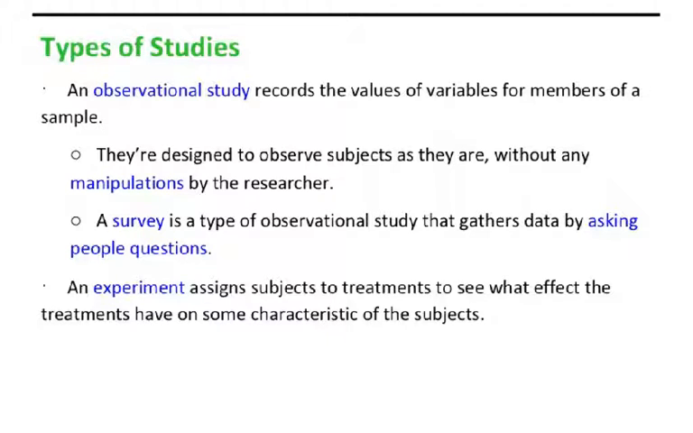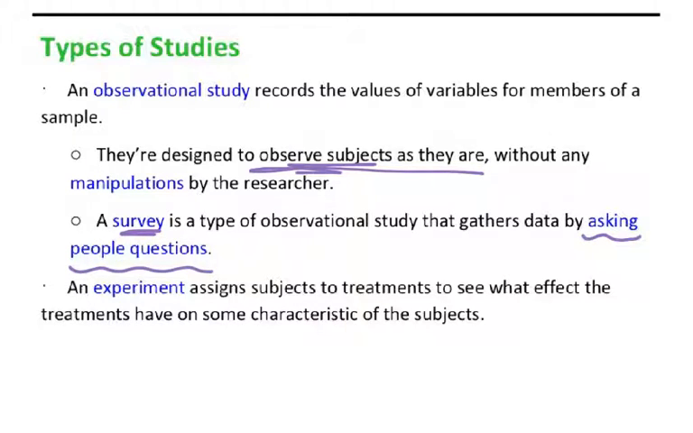So an observational study records the values of variables for members of a sample. So this is really just observing people. It's a key word here. They're not doing anything to them, you're not talking to them, giving them something, just observing. A survey is really a type of observational study, but this is more specific because you do ask people specific questions.